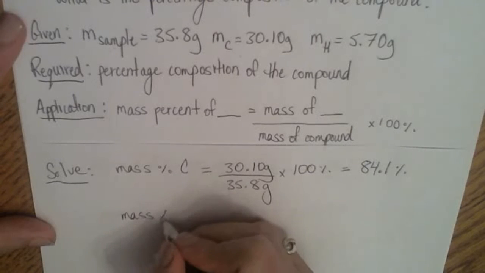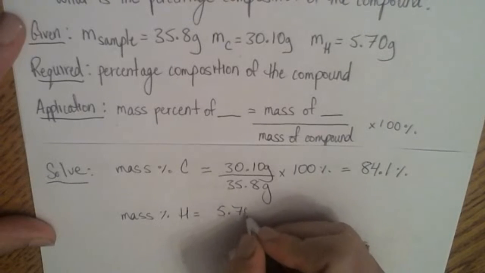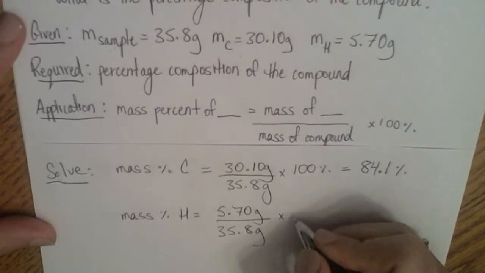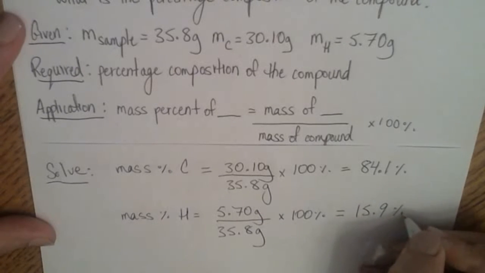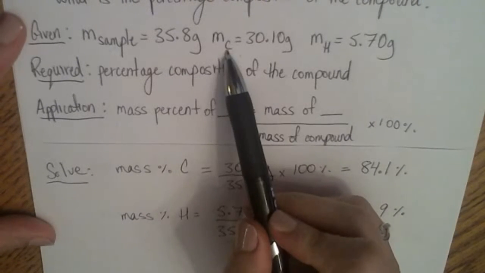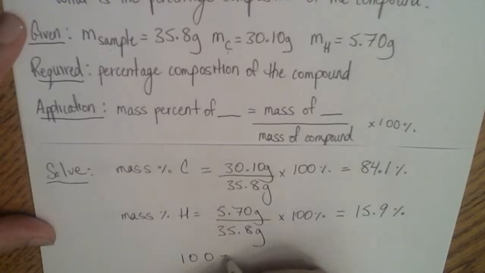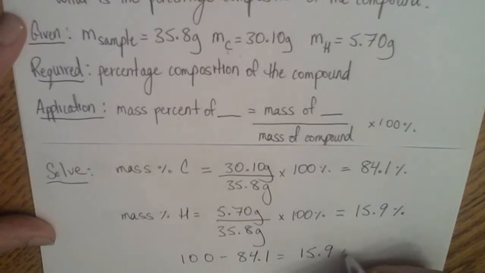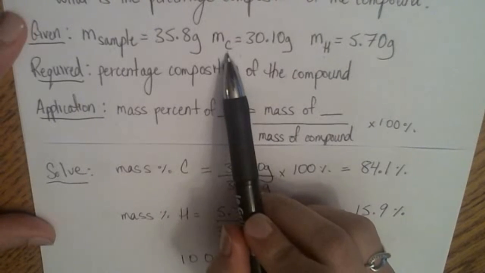To get the mass percent of hydrogen, we're going to do the same thing, taking its mass, 5.70 grams, as well as the mass of the compound multiplied by 100%, and we should get 15.9%. An easier way to do this, because this compound is only composed of 2 elements, we could have just taken the mass percent of carbon and subtracted that from 100%. Both ways, we get 15.9% as the composition of the remaining element. Now, this only works if there are 2 elements in that compound.